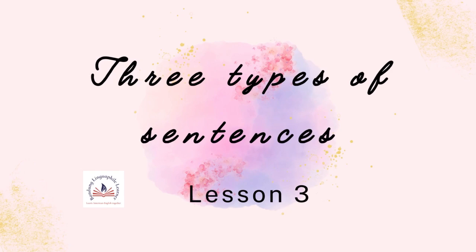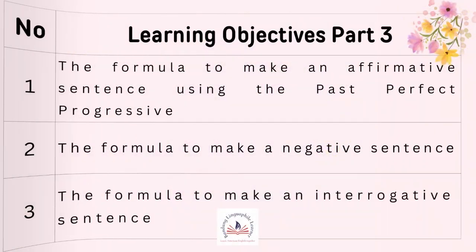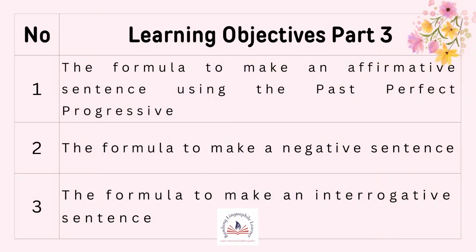3 types of the sentences. Learning objectives part 3. Number 1. The formula to make an affirmative sentence using the past perfect progressive. Number 2. The formula to make a negative sentence. Number 3. The formula to make an interrogative sentence.